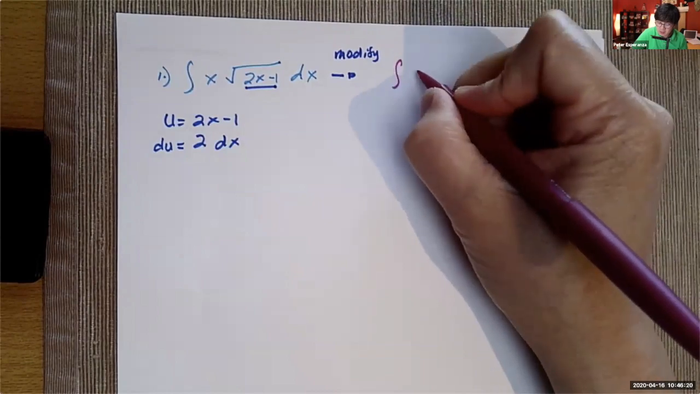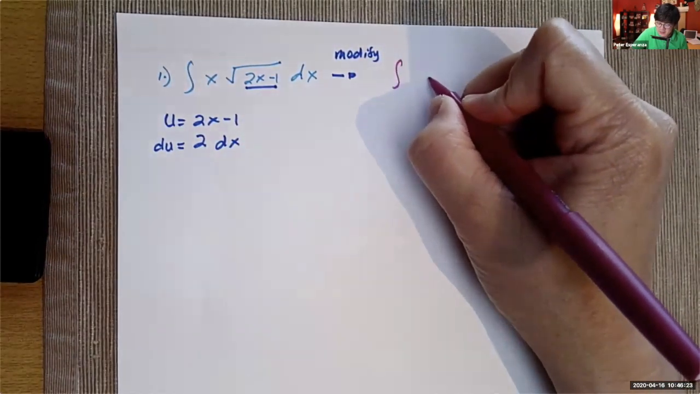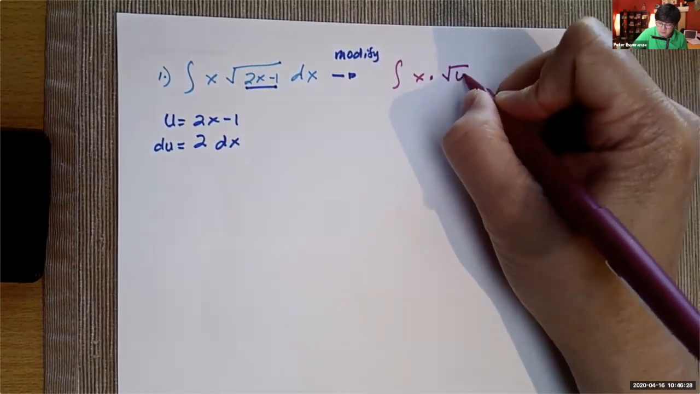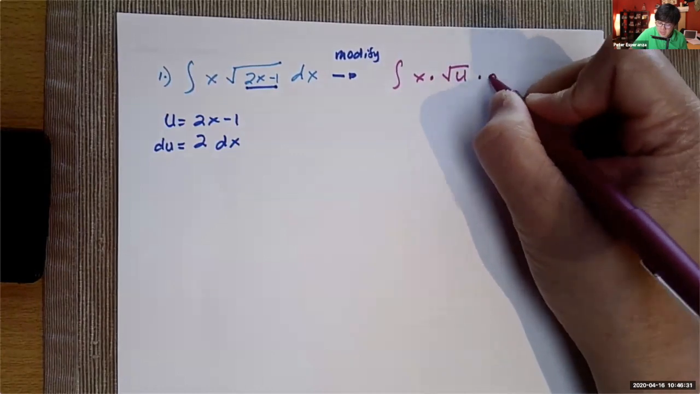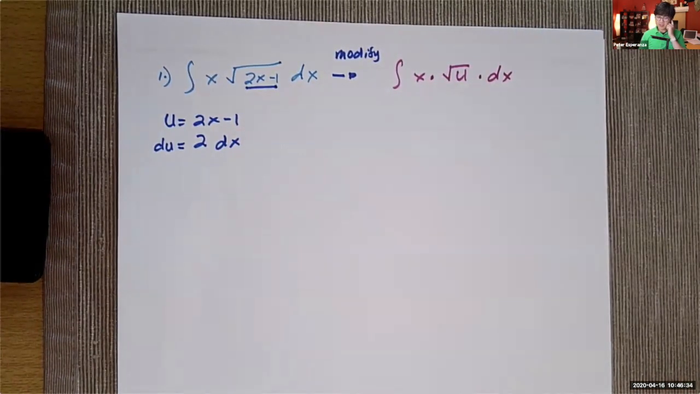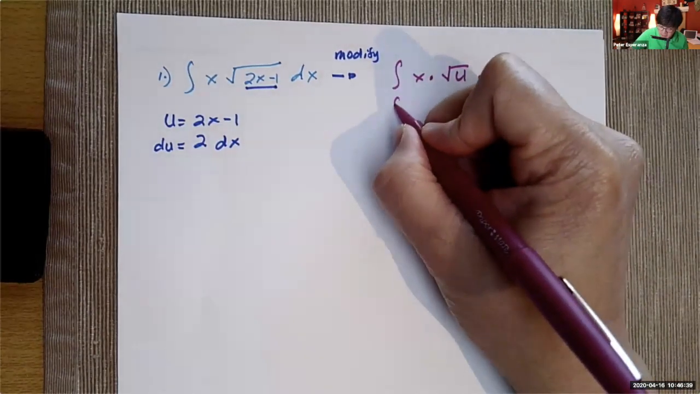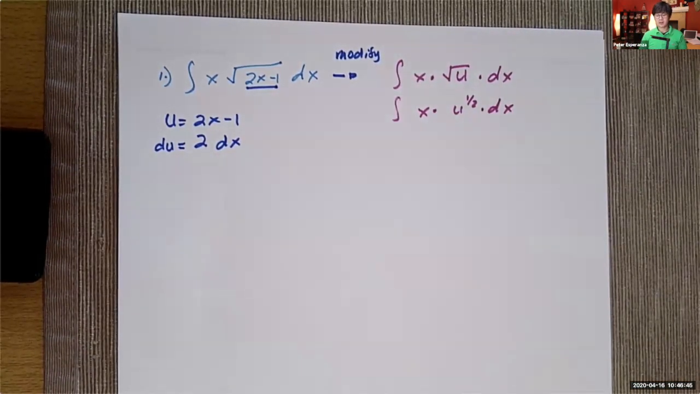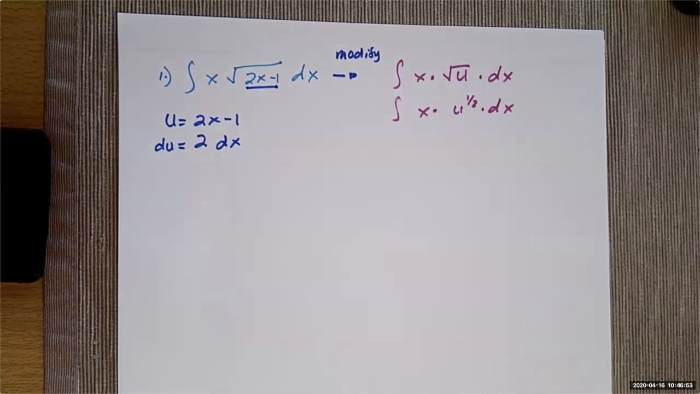So the new function will turn into the antiderivative of x times the square root of u times dx, right? We know that 2x minus 1 is equal to u, so we change it into u. Now, further modifying this, we'll have x times u to the 1/2 times dx, right? Okay, now the next problem is we have an annoying x and dx in the function.